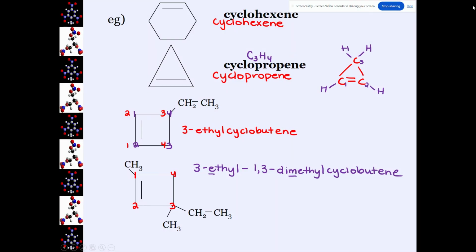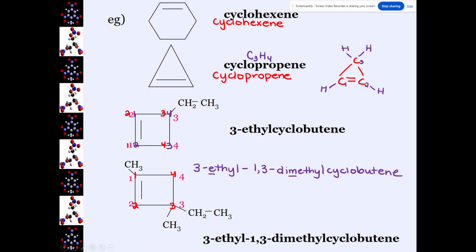Let's put up our answers to make sure we're right. Cyclohexene, cyclopropene, 3-ethyl cyclobutene, and 3-ethyl-1,3-dimethyl cyclobutene. Good. Okay? So those are your cycloalkenes.